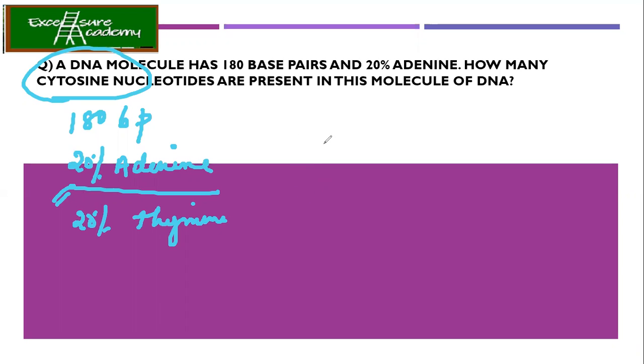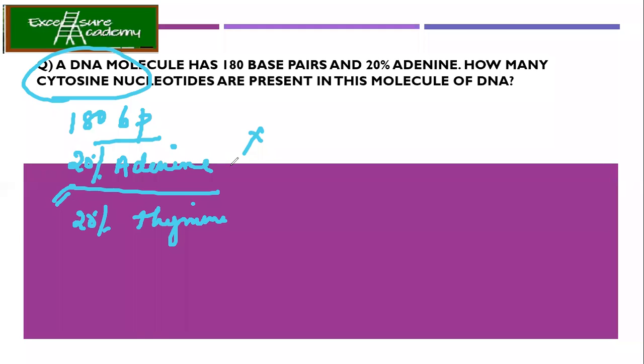So Chatterjee, what will be the next step? First, 20% adenine. We have to find the number of adenine present. That will be 20% of 180. You are a bit correct and a bit wrong, so just check out what is wrong and what is correct. If there are 180 base pairs, then there are 2 into... that will be 20% of 90. Wrong, because 180 base pairs, right?